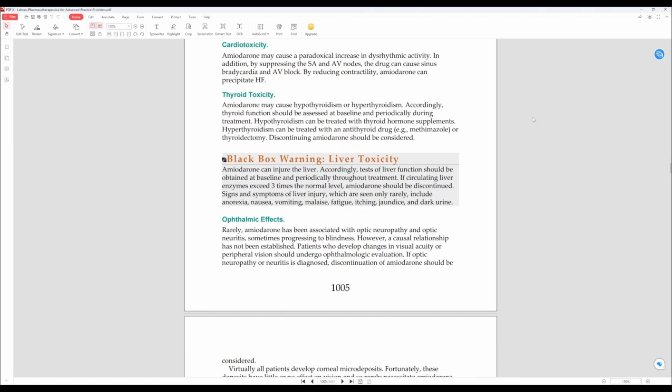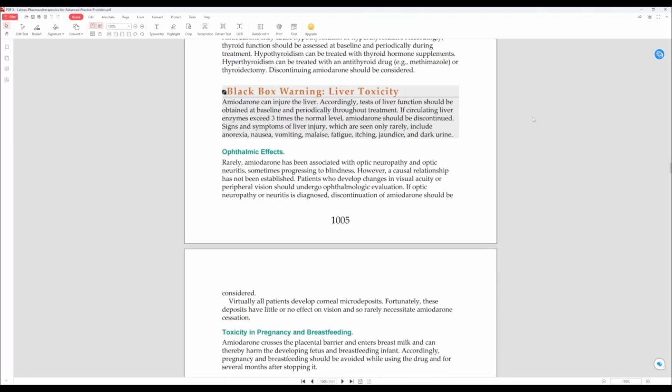Again, signs and symptoms of liver injury, which are seen only rarely, can include anorexia, nausea, vomiting, malaise, fatigue, itching, jaundice, and dark urine.